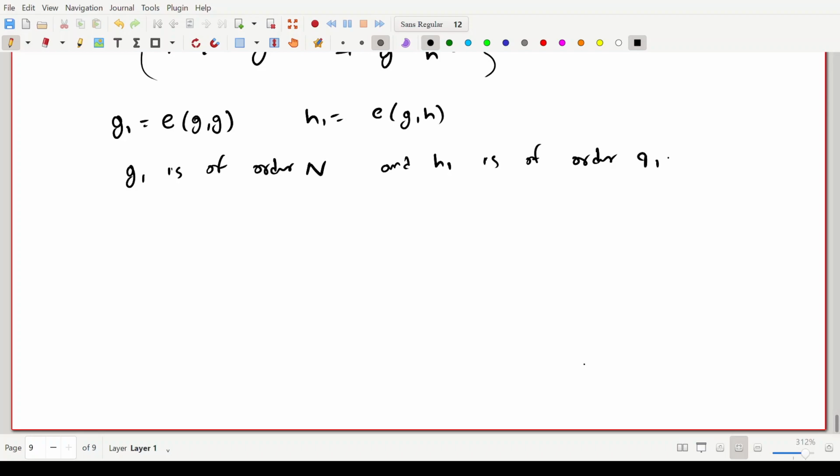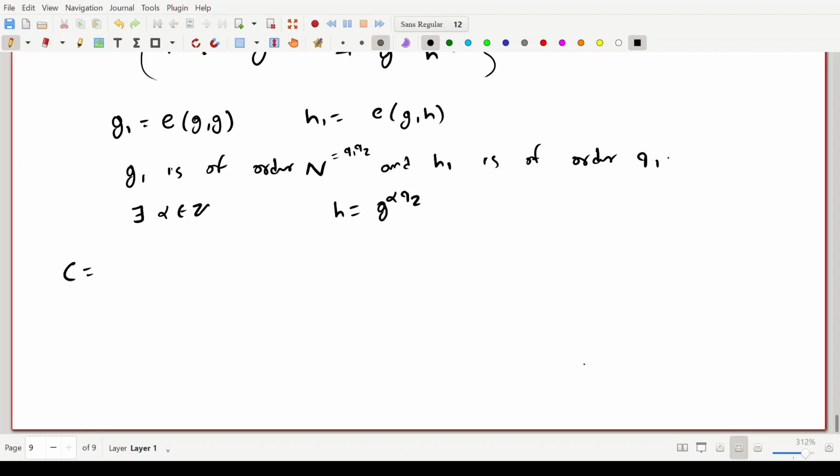Okay, now that means there exists some alpha belonging to Z such that h is equal to g raised to alpha q2, because g has order n and n is q1 into q2. Okay, now let us see.